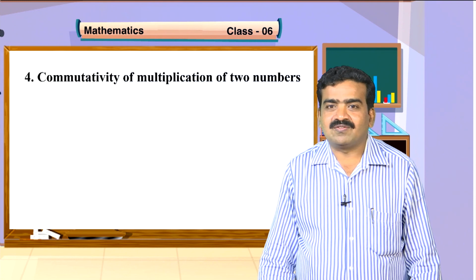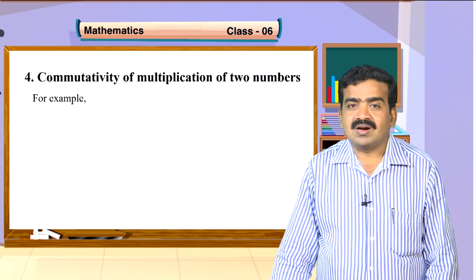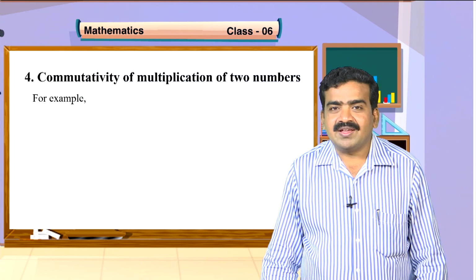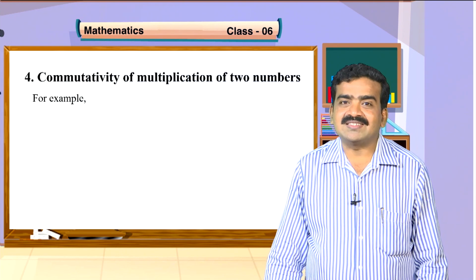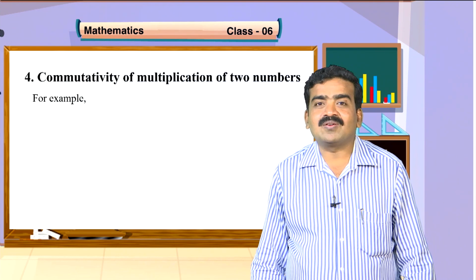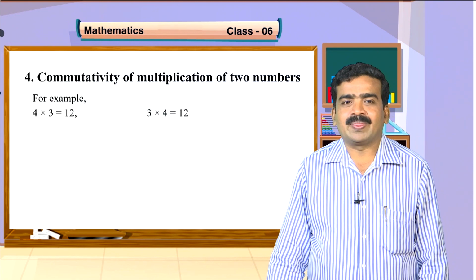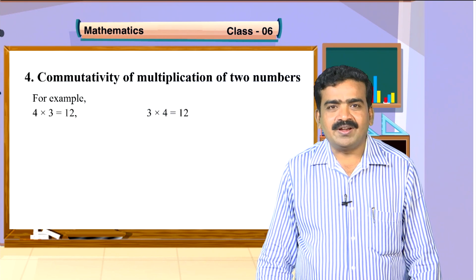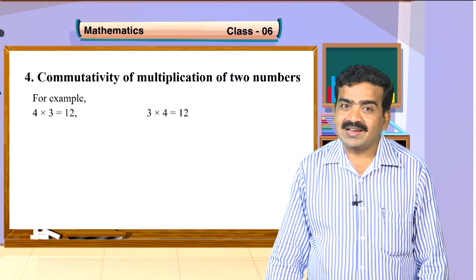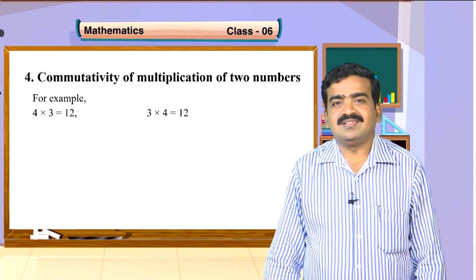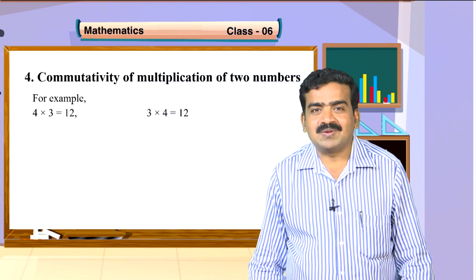Now, let us learn about commutativity of multiplication of two numbers. This tells us how the product of any two numbers remains the same when they are multiplied by interchanging them. So, for example, 4 into 3 is equal to 12. Similarly, what about 3 into 4? 3 into 4 also is equal to 12.